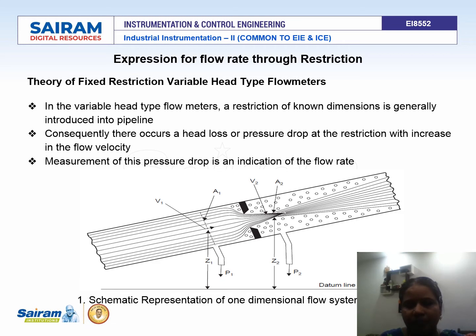We may have the primary element, which may be an orifice or venturi or a pitot tube, so that what happens is a vena contracta occurs, the pressure drops, and the velocity increases. The secondary velocity is V2, the corresponding area is A2, and the third dimension is Z2, and the reduction of pressure is indicated by the difference.